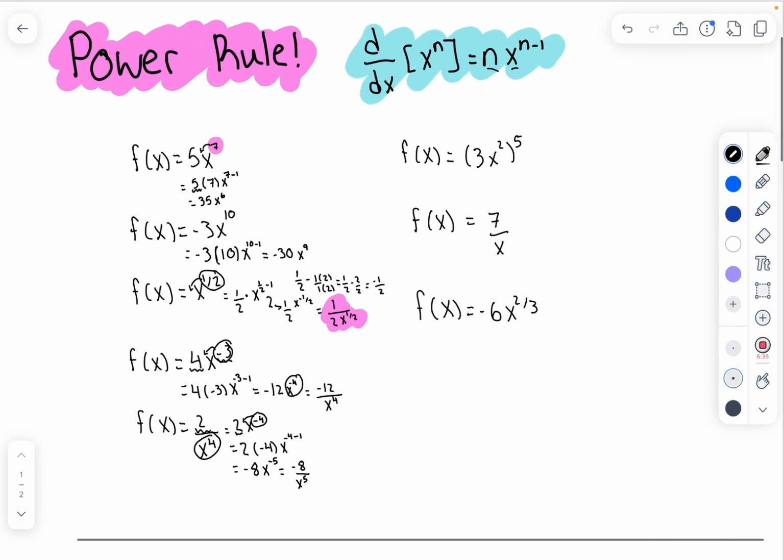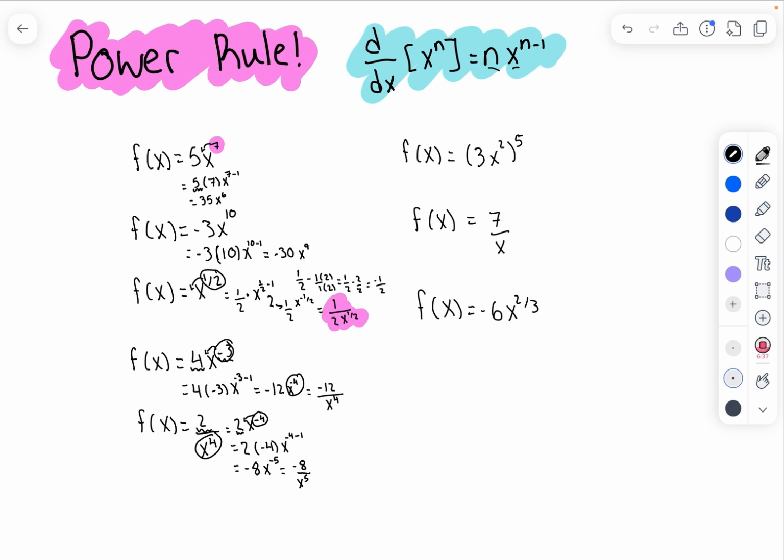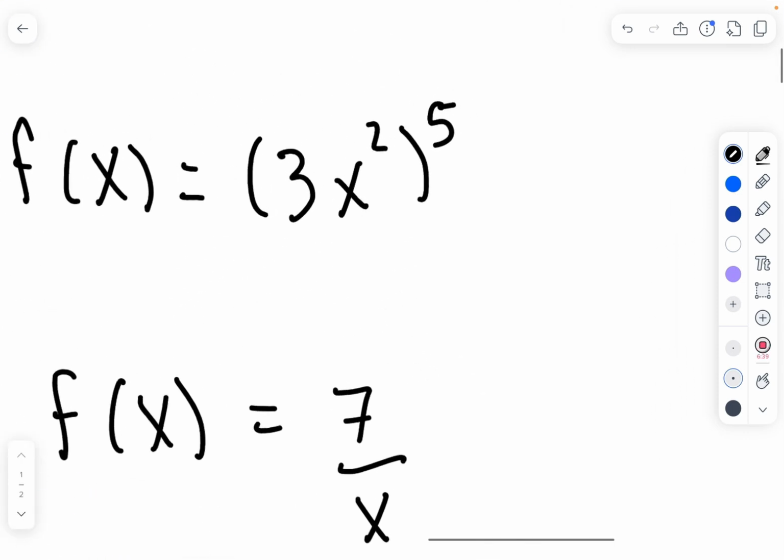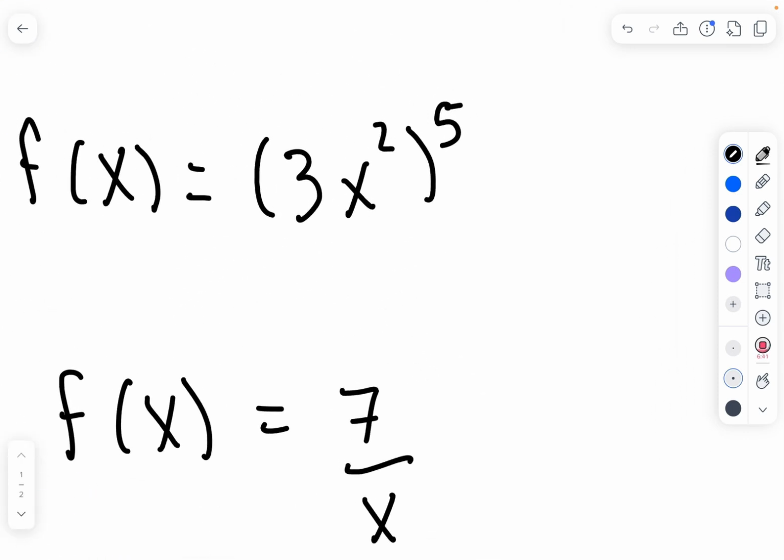Okay, so we'll just keep going with some of those examples. So right now we have 3 times x squared and all that to the power of 5. We already know that this 5 is going to affect both the 3 and the x squared. So we'll rewrite that. We'll have 3 to the power of 5 times x to the power of 10, because we're just multiplying those in there.